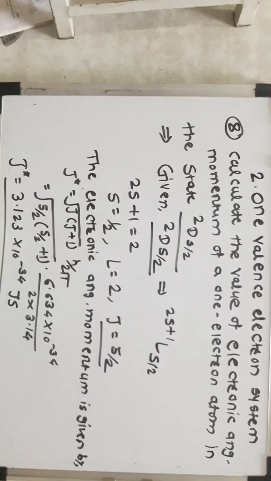This is all about the problems for this second chapter. Here I will finish the second module, the one valence electron system. In the next lecture we will start a new chapter, the two valence electron system.